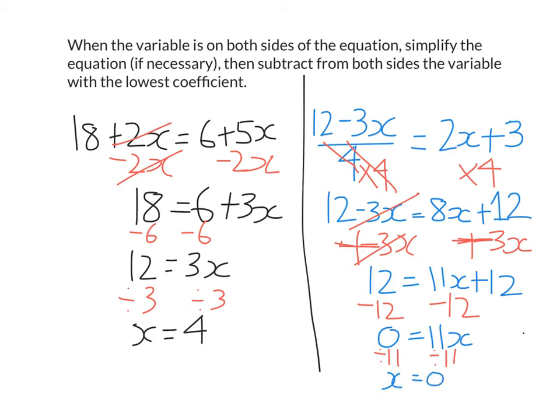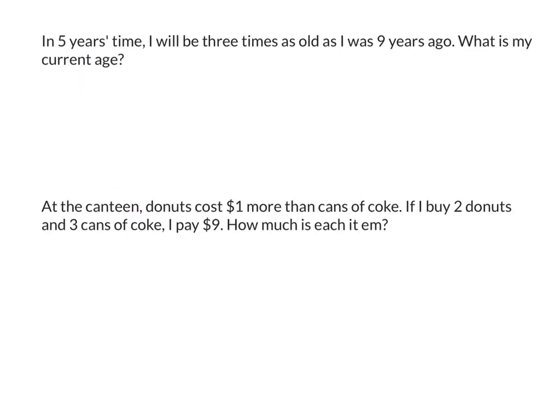So this is the solution, because if I substitute x for 0 here and x for 0 here, this side equals 3, this side equals 3. All right, let's look at a couple of worded problems. So we're now going to solve 2 worded problems using equations.